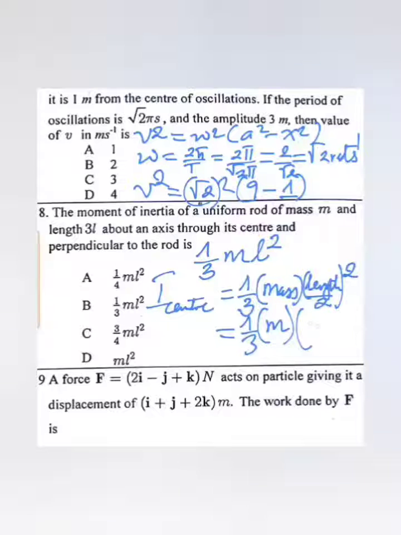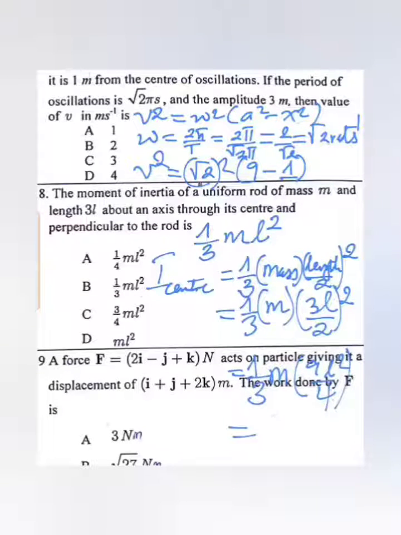So in this case, we have 1/3 into the mass, which is m, into the length, which is given as 3L. We divide it by 2 and then we square. That would give us 1/3 m into 3/2 L squared, which gives 9L squared all over 4. Finally, when we simplify, we cancel 9 with 3. You have 3 all over 4 ml squared as the moment of inertia for the rod. That corresponds to option C.